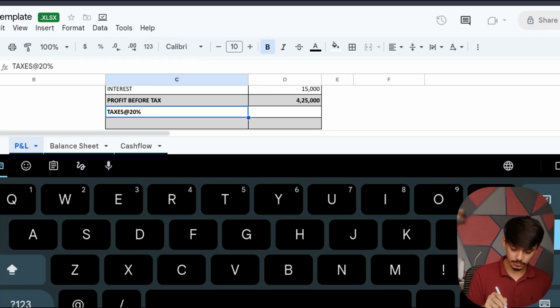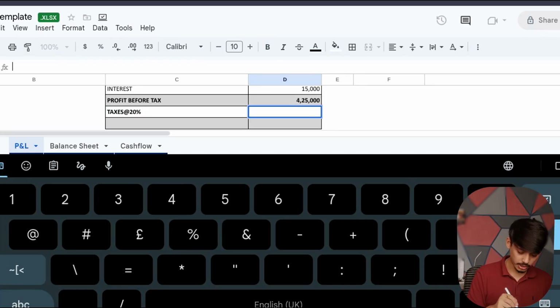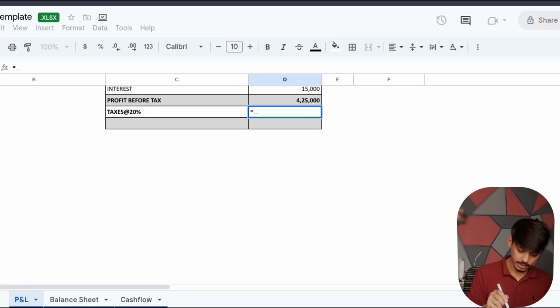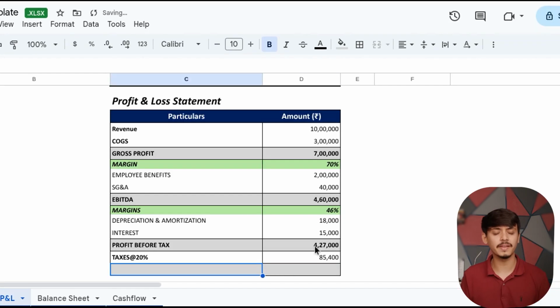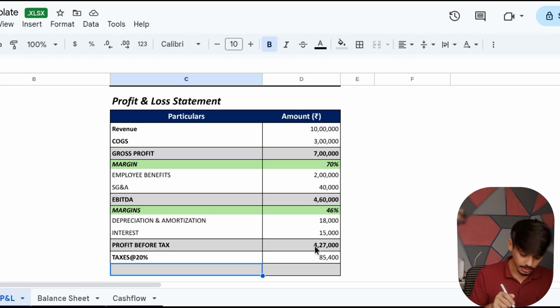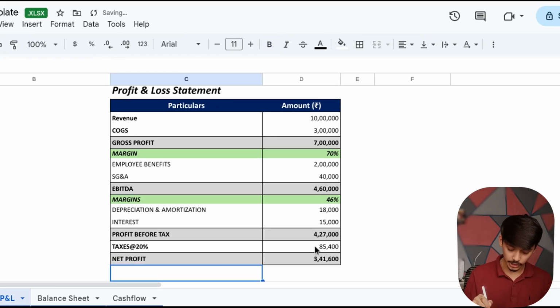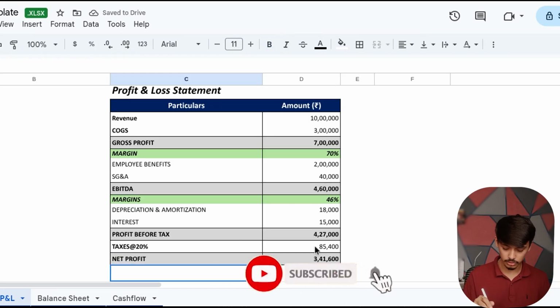And to calculate taxes, we saw the formula, which was profit before taxes, that is PBT, into the tax rate, which is 20%. So we get the amount of 85,400 paid as taxes to the government on the profit before tax that has been earned by Sandy's company. And finally, to calculate the net profit of the company, we will have to subtract the taxes that we have paid to the government from profit before taxes, which is equal to 3,41,600 only.